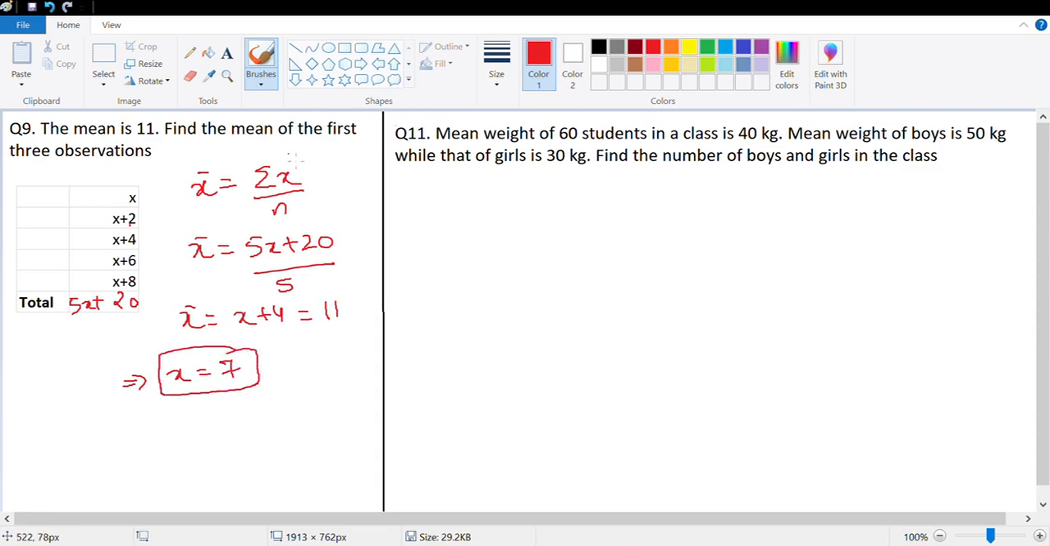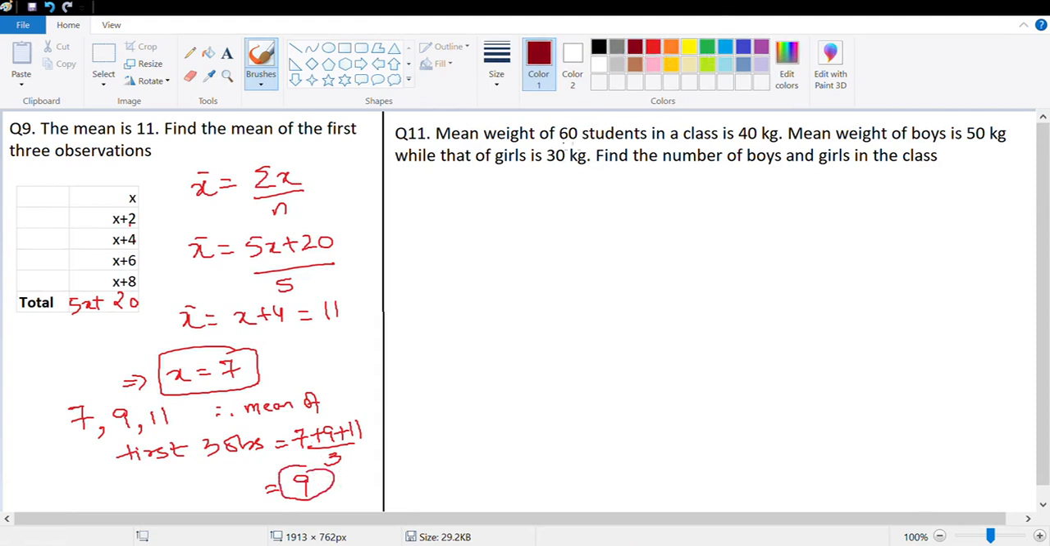Let's read the question. Find the mean of the first three observations. So there is a tail to it. They don't just want us to calculate 7, which is the value of x. They want us to calculate the mean of the first three observations, which are 7, 9, and 11. Therefore, mean of first three observations is equal to (7 plus 9 plus 11) upon 3, which is equal to 9. So the final answer as per the question required is 9.